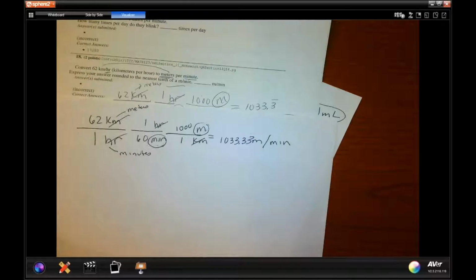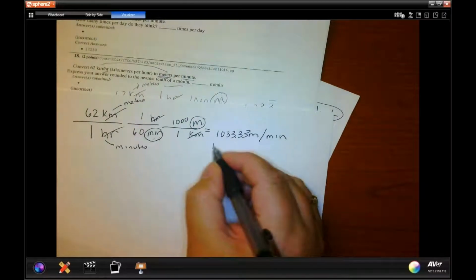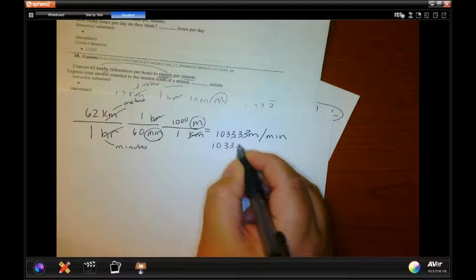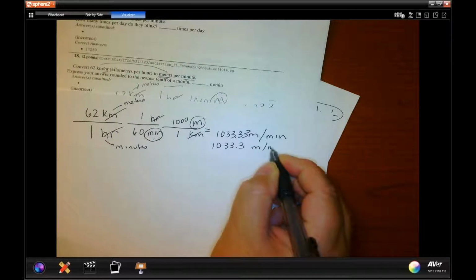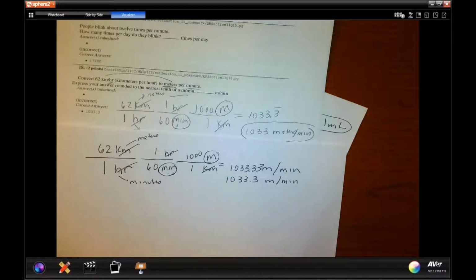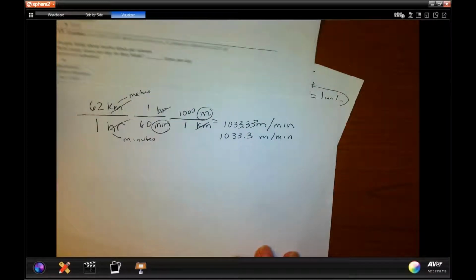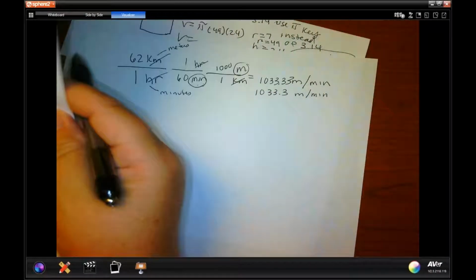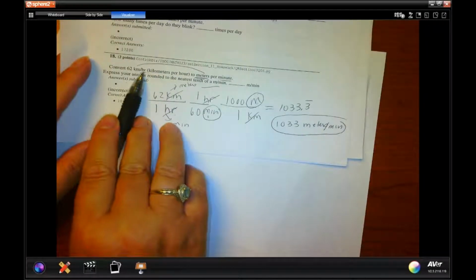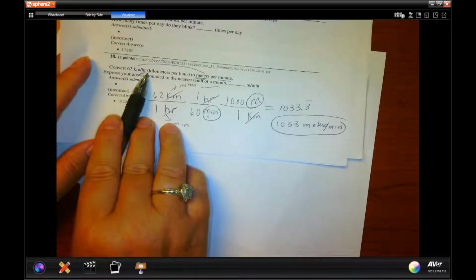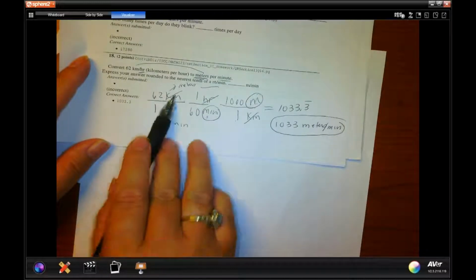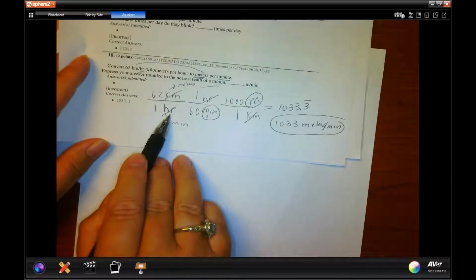Let's see how we're rounding. Nearest tenth. Meters per minute. Okay. Practice the per something. How you recognize it. It's got units in the numerator and in the denominator. So instead of just over 1, it's over one of the other units.